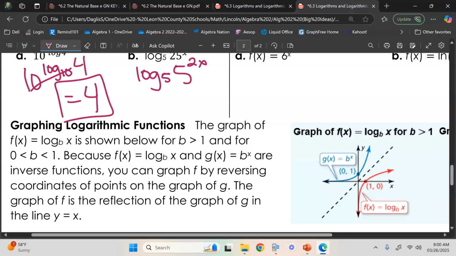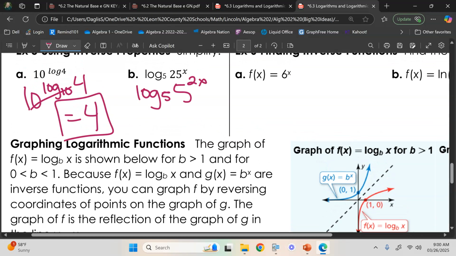Okay? Because now I have 5. The base of my log is 5. The base of my exponent is 5. They get to cancel. This simplifies to just 2x.